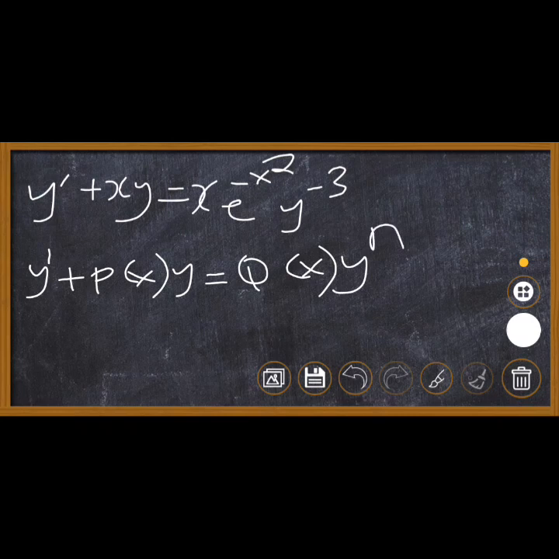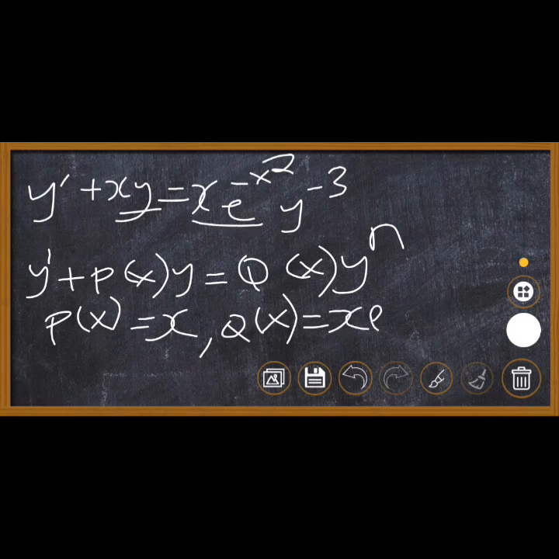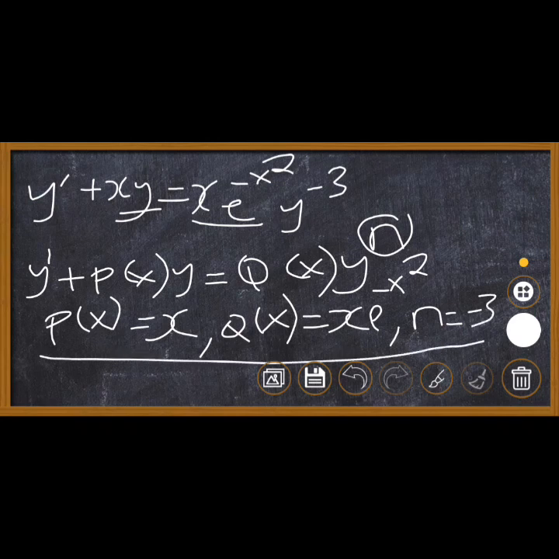So in this case, we have our p of x. P of x is whatever is multiplying the y here. So our p of x, of course, is just x. Then our q of x is any function here apart from where you have y raised to power n. So in this case, it's going to be x e raised to power negative x squared. Then our value of n is what? The power we have for y is negative 3. So our value of n is negative 3. So we have identified the values for the functions and the value for n.